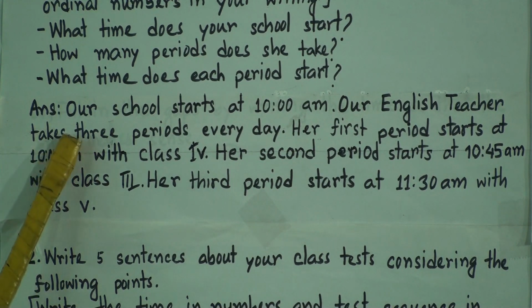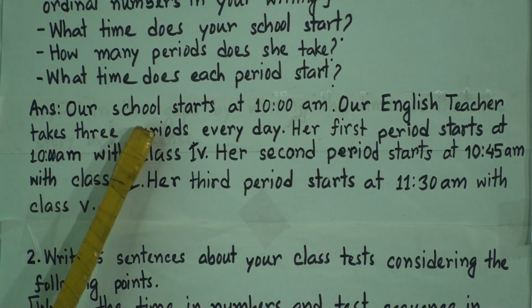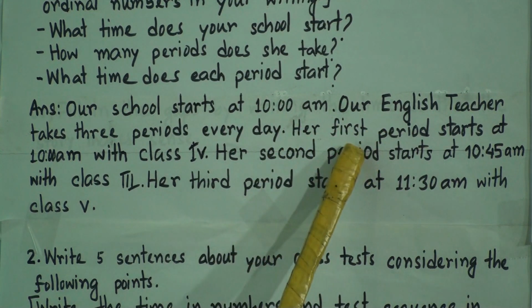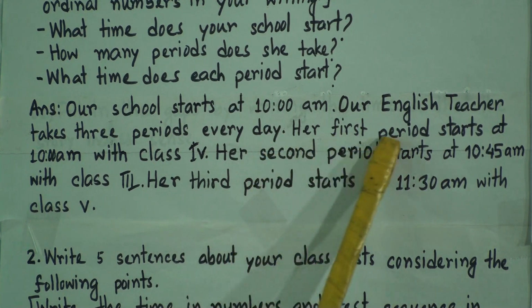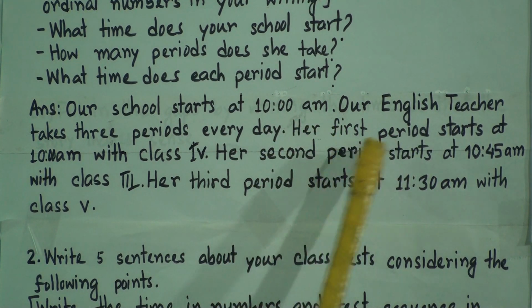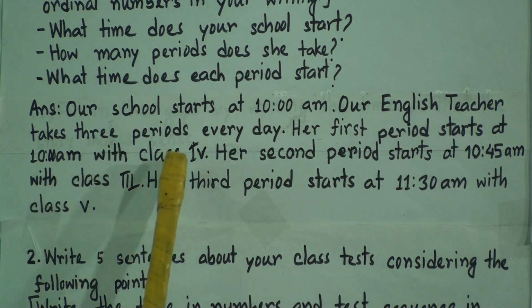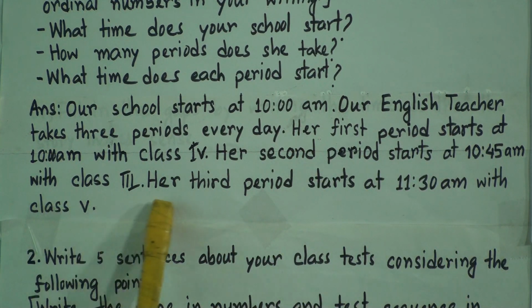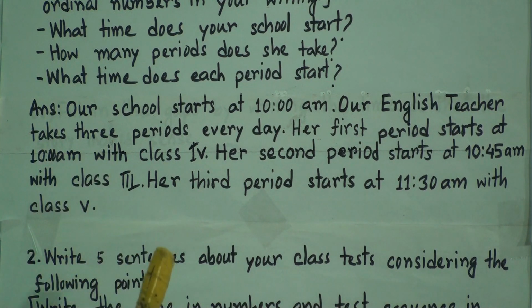Okay, our answer will be our school starts at 10 a.m. I mean you can write another time also. About your school, our English teacher takes 3 periods every day. Her first period, now look, first ordinal number, her first period starts at 10 a.m. That means you will write the time in number 10 a.m. with class 4. Her second period starts at 10:45 a.m. with class 3. Her third period starts at 11:30 a.m. with class 5. And most important, you have to write 5 sentences.